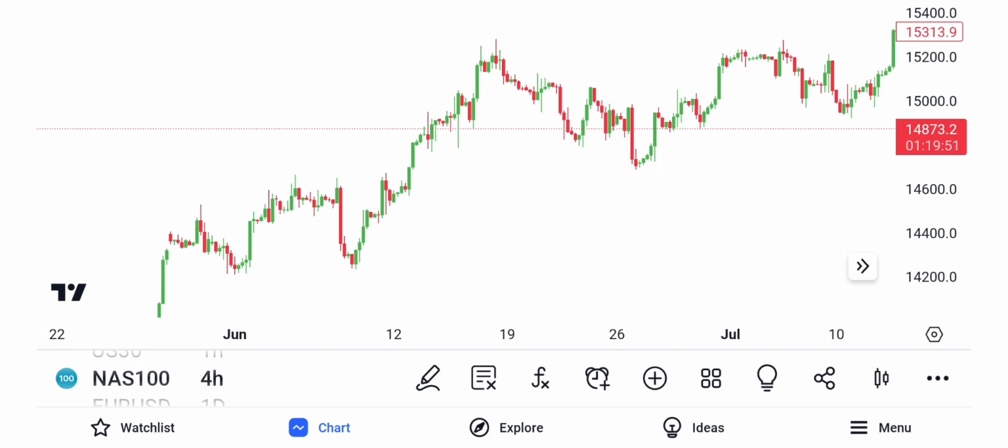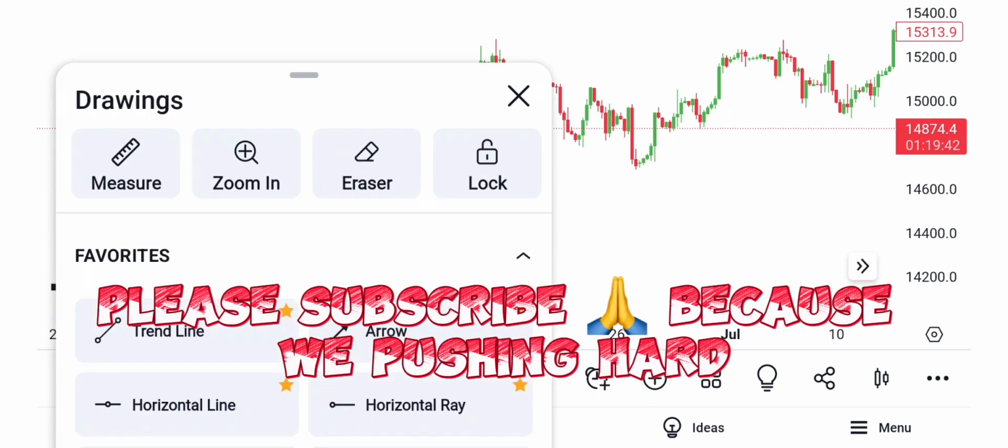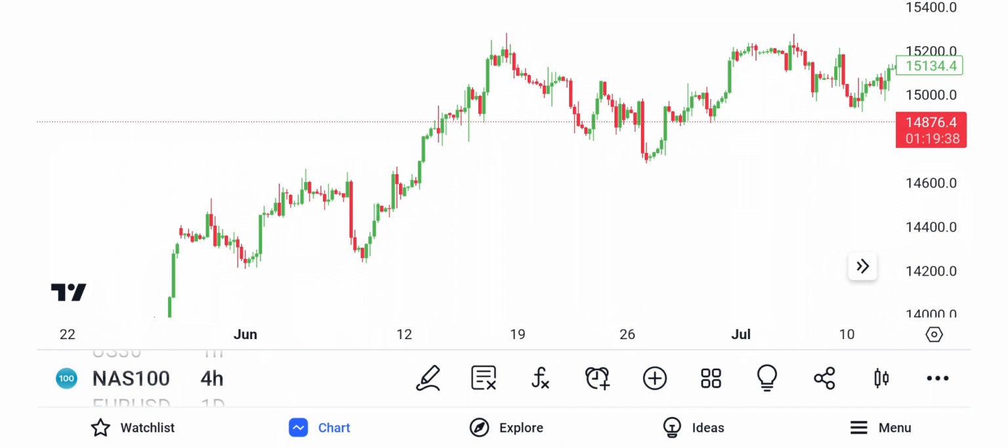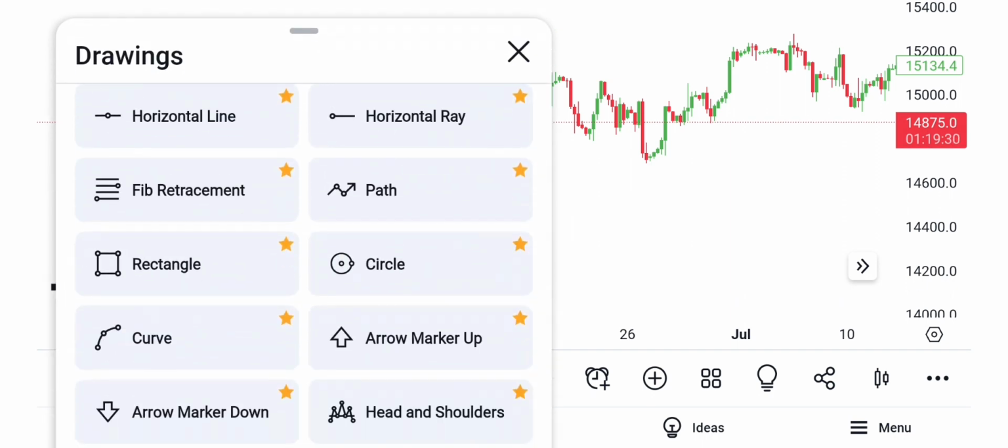Nonetheless, guys, as you can see, we're going to talk about NAS 100. So without wasting any further time, let's get into the video. The tools that we're going to be using for this video are a trend line, a Fibonacci retracement, and the rectangle tool. Let's start with the rectangle tool.